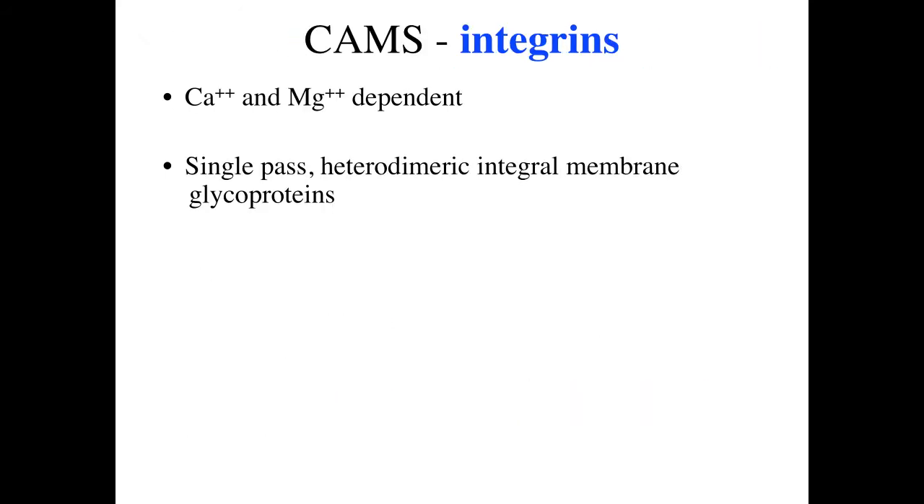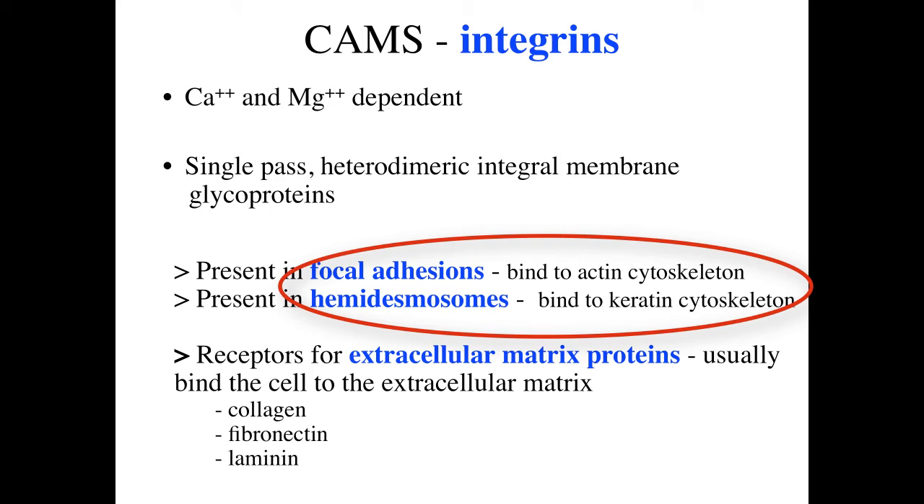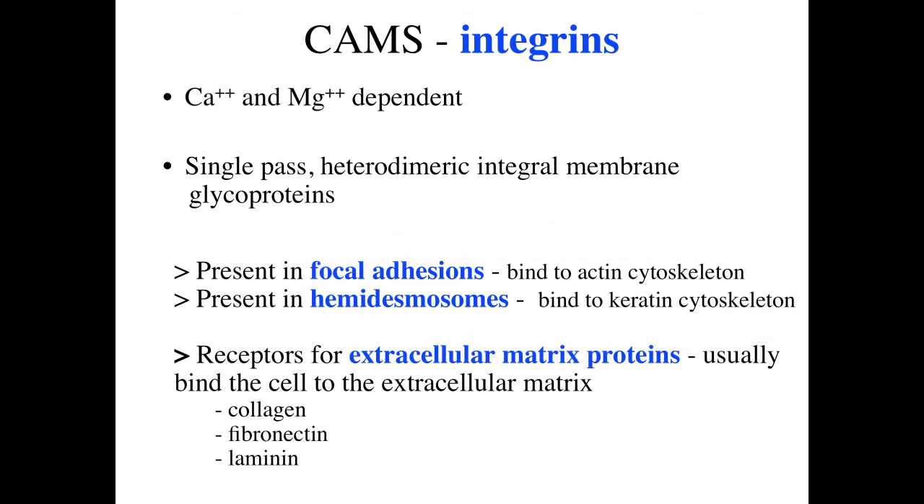And then integrins, these are calcium and magnesium dependent. These are single pass heterodimeric integral membrane glycoproteins. These are present in focal adhesions. They bind to the actin cytoskeleton. They're present in hemidesmosomes, and in this case bind to the keratin cytoskeleton. The integrins usually are receptors for extracellular matrix proteins, so they usually bind the cell to its extracellular matrix. So these integrins commonly have receptors for molecules like collagens, fibronectins, and laminins, which you know of as extracellular proteins in connective tissue.